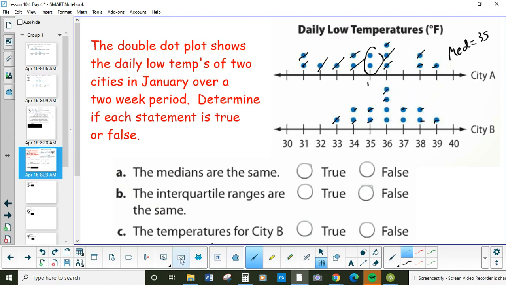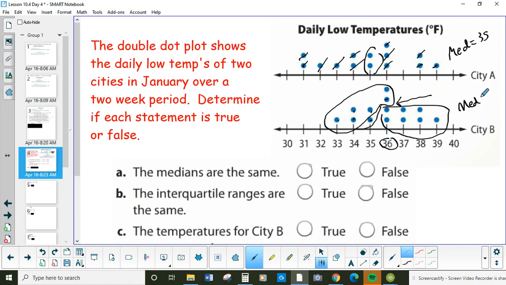There's 14 numbers, right? If there's 14 numbers and I cut it in half, then that means that one half has to be 1, 2, 3, 4, 5, 6, 7. This is half the numbers. And the other half has to be 1, 2, 3, 4, 5, 6, 7. This is the other half. So the median or middle has to be right about there. So it has to be 36. So the median for this one is 36.